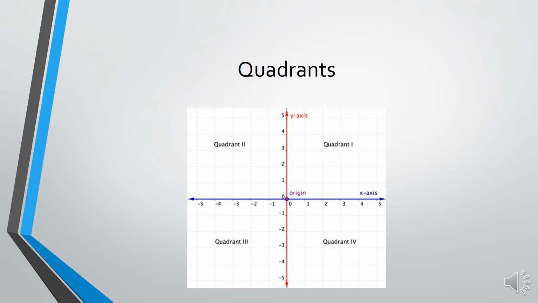So here you can see the quadrants. We have quadrant 1, quadrant 2, quadrant 3, quadrant 4. So if you're going to graph some sort of dot, you can label it as being in one of the quadrants or on one of the axes. So whenever you do this, just remember it goes counterclockwise.